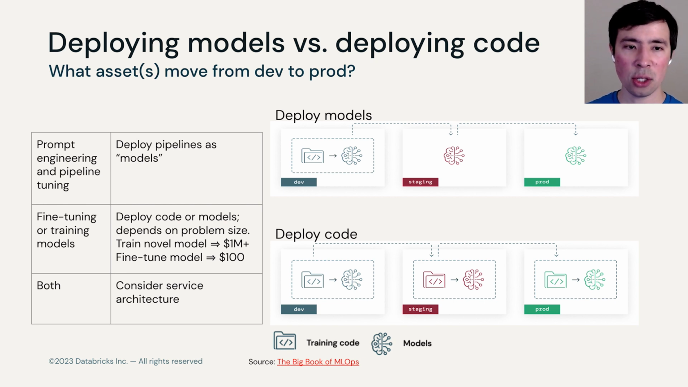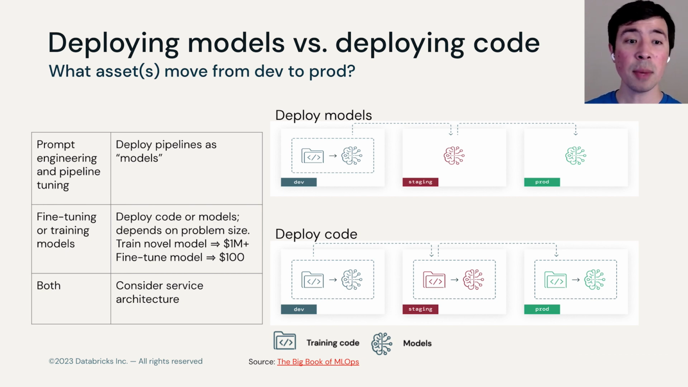If you know what you're deploying, i.e., at what point do you produce that final model or code, that artifact, which is going to be put into production, then you know where you need to test it. On the left, we try to instantiate this with a few examples. For prompt engineering and pipeline tuning, here, it's possible to deploy those as code.